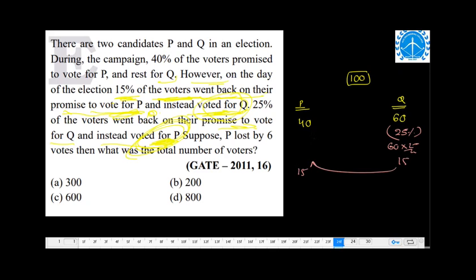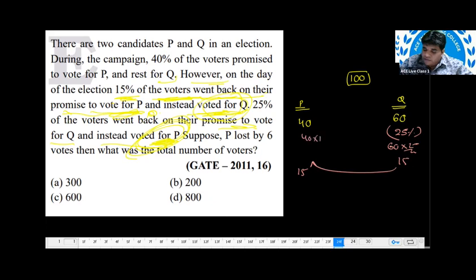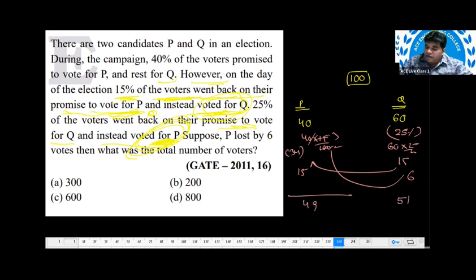Here, how much? 10% and 15%. That 6 is added here. So overall 34, 6 left, 34 plus 15 is 49. This is obviously 51. So 49% for P and 51% for Q.